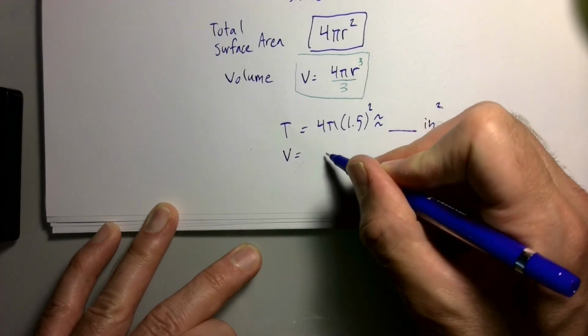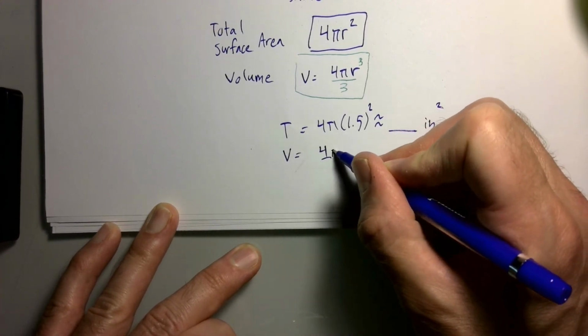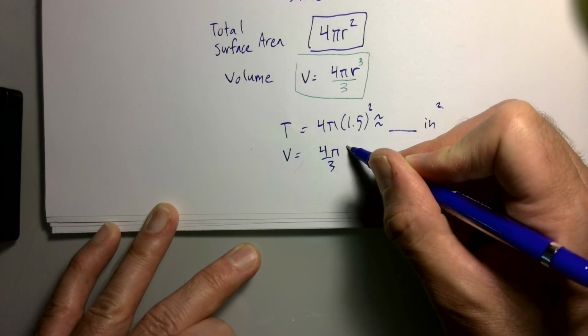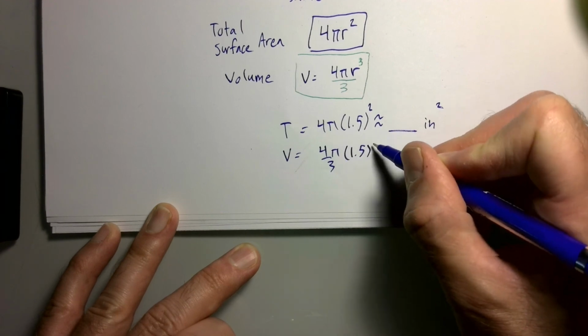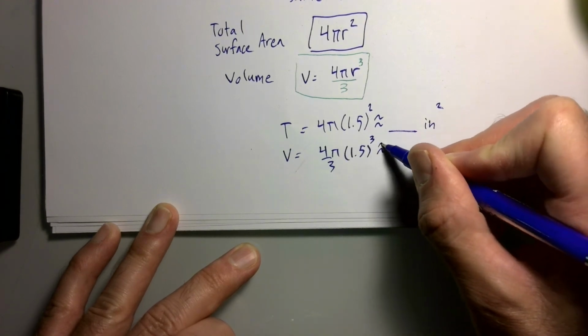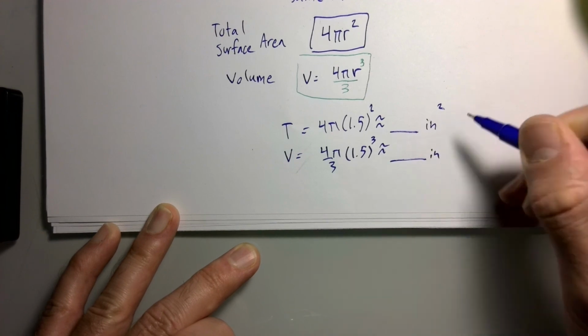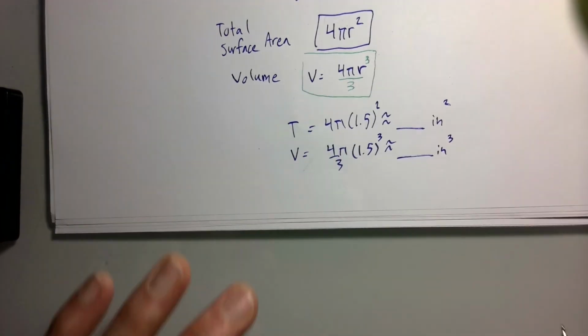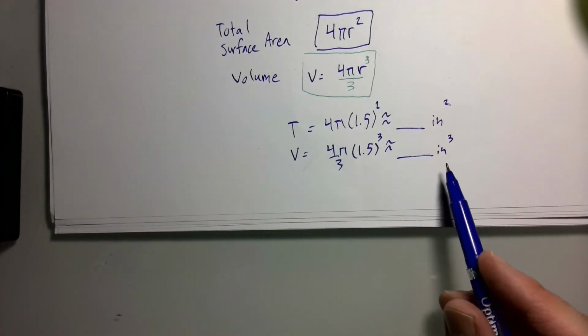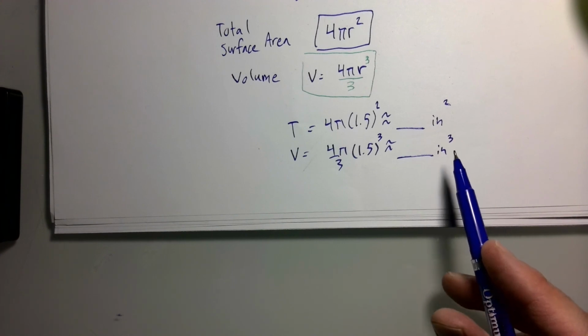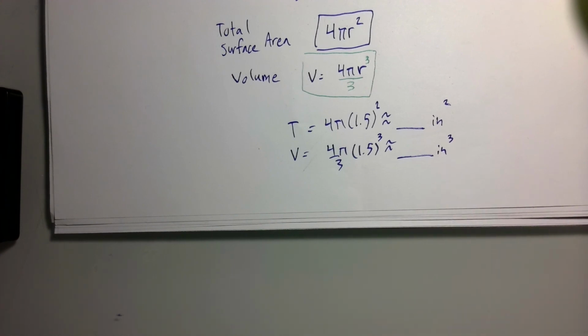For my volume, I'm just going to do 4 pi divided by 3, and then 1.5 cubed. Plug that in your calculators, I know you can do that. And then you're going to get some value, and we want to make sure that we have inches cubed. So I'm going to stop this video right here, and in the next one we're going to talk about hemispheres.